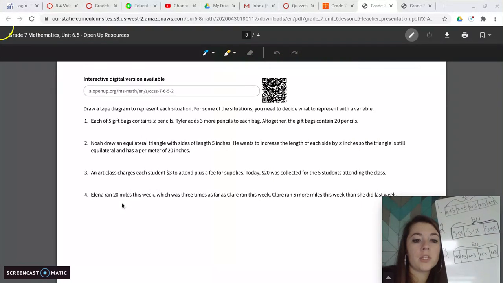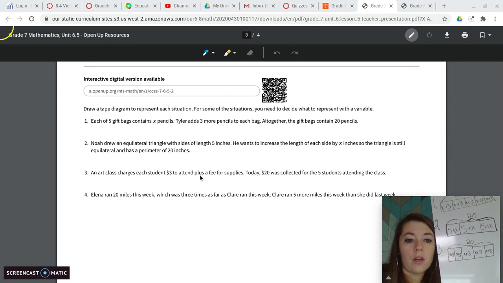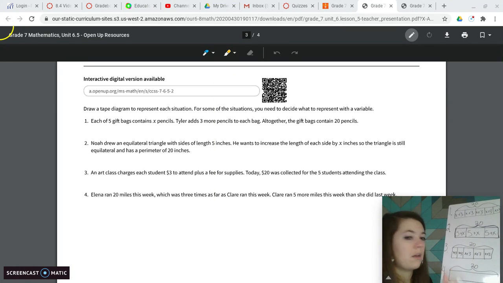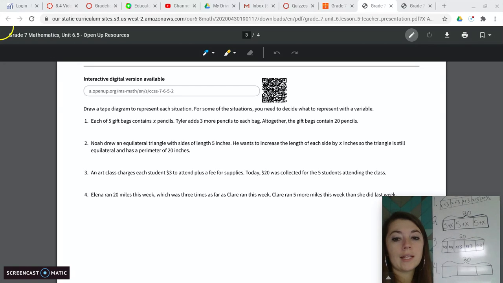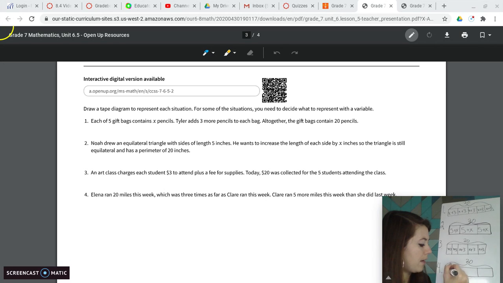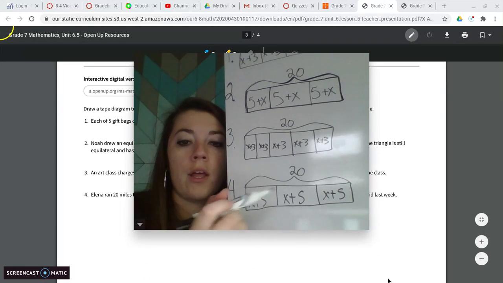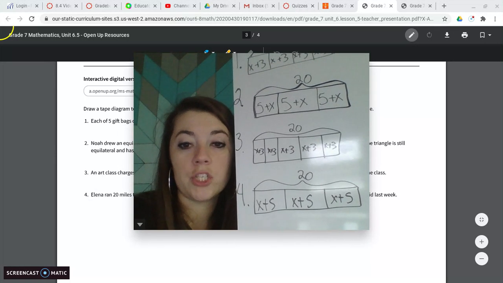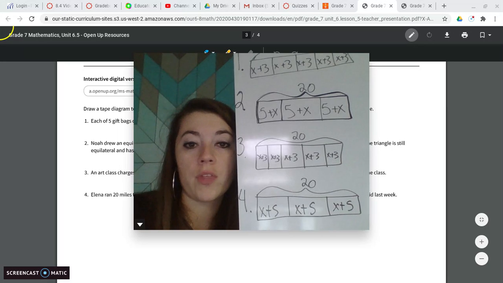All right. Number 4. Elena ran 20 miles this week, which was 3 times as far as Claire ran this week. Claire ran 5 more miles this week than she did last week. So there's a lot going on in this situation. It's telling us she ran 20 miles, so we know that's going to be our total. And then we know that's 3 times as far as Claire ran this week. So we split into 3 groups. And Claire ran 5 more miles this week than she did last week. So x plus 5, x plus 5, x plus 5. So our tape diagram, we've got our 20, 3 groups because it's 3 times as far, and x plus 5, x plus 5, x plus 5 because she went 5 more miles this week than she did last week. So x represents last week's miles. Okay? Notice this equation and number 2 are the same, even though the x plus 5s are flipped around.